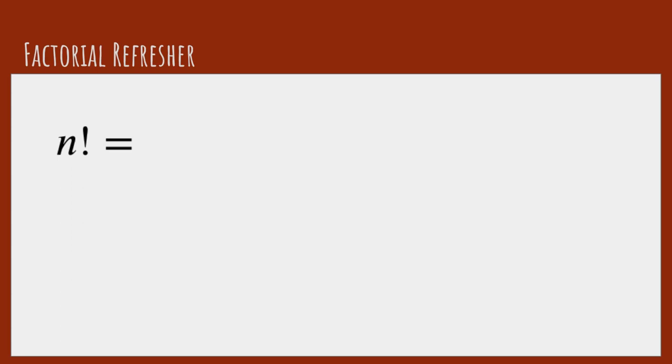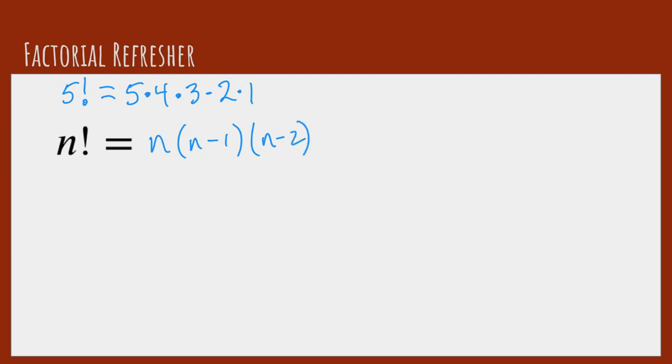So n factorial is just what we get when we multiply n times n minus 1 times n minus 2. I'm going to use a specific example first. So 5 factorial is 5 times 4 times 3 times 2 times 1. So we can generalize that with n factorial as n times n minus 1 times n minus 2, and that just keeps going all the way down to 3 times 2 times 1. So whatever n is, we just multiply n times all the natural numbers below it together.